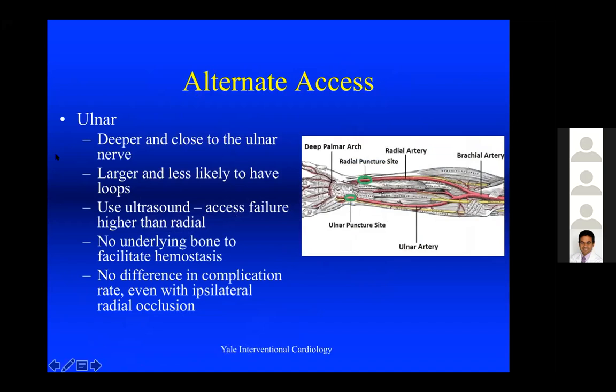Just a few words about other upper extremity access sites. The ulnar is just as good. It's a nice caliber vessel. It tends to be straighter than the radial, with no anomalous connections and less tortuosity, and so it can be a very nice access site. The only disadvantage is that it's deeper.